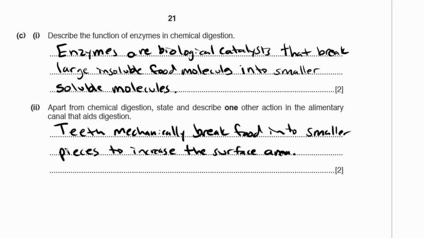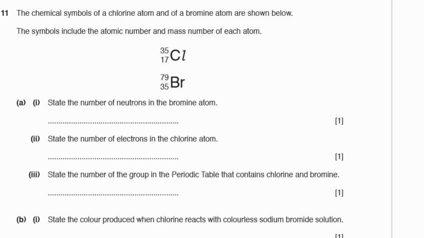All right, and now let's go to the chemistry. Question 11. The chemical symbols of a chlorine atom and a bromine atom are shown below. The symbols include the atomic number and mass number of each atom.